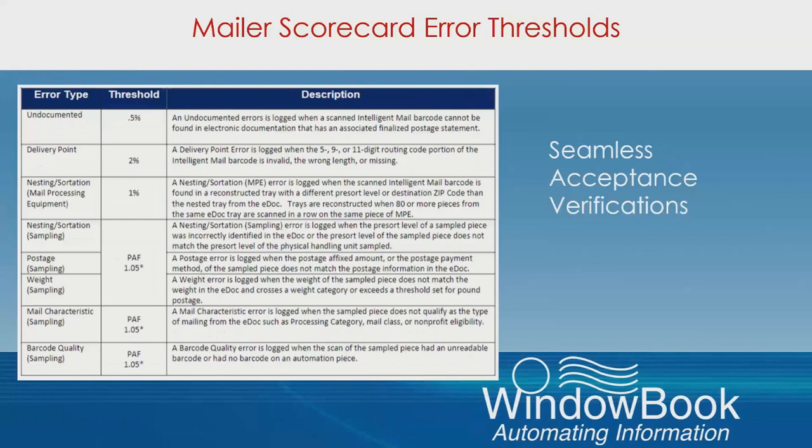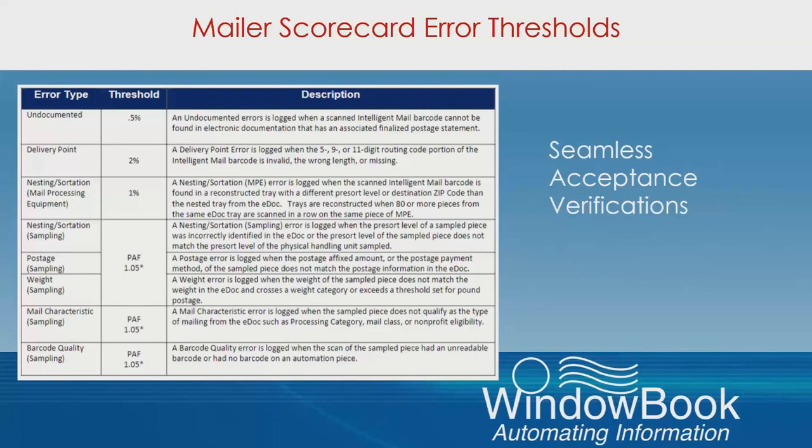And mailers who participate in seamless acceptance, which of course is going to be pretty much all mailers when the mandate goes into effect in 2021, also have specific verifications performed on their mailings. And undocumented pieces is probably the most familiar and probably one of the biggest areas of concern.